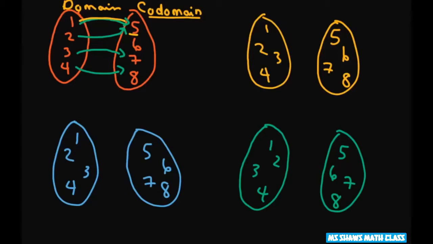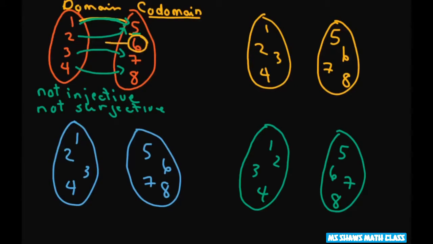So this is not injective, because of this mapping of 5 going back to 2 different values in the domain. It's also not surjective because we have an element in the codomain that doesn't have anything to map to. So that it's neither.